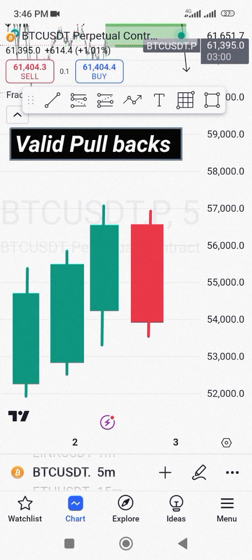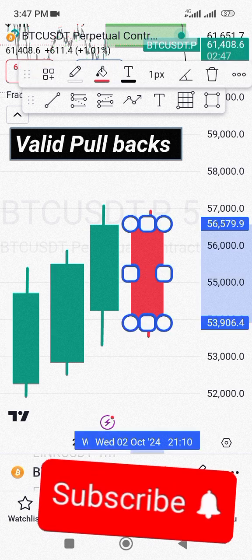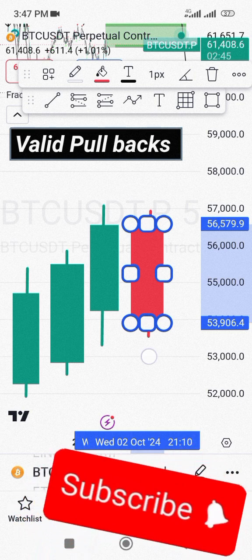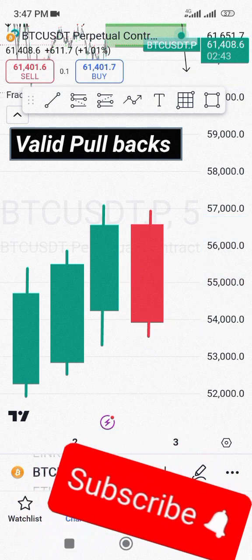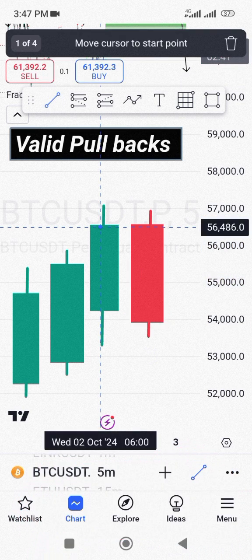In this video you're learning valid pullbacks. In the previous video you learned pullbacks, but in this video you're learning valid pullbacks. So what is a valid pullback? We now know that this is a pullback, but what makes a pullback valid is when you check the previous candles, that is the impulsive candles.